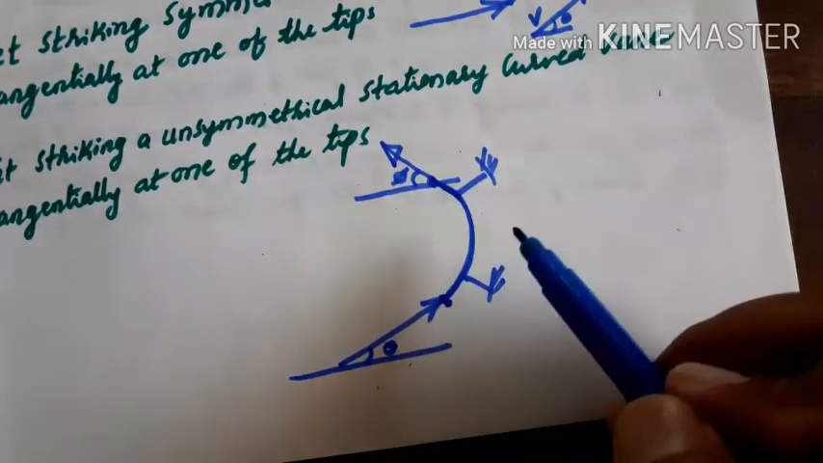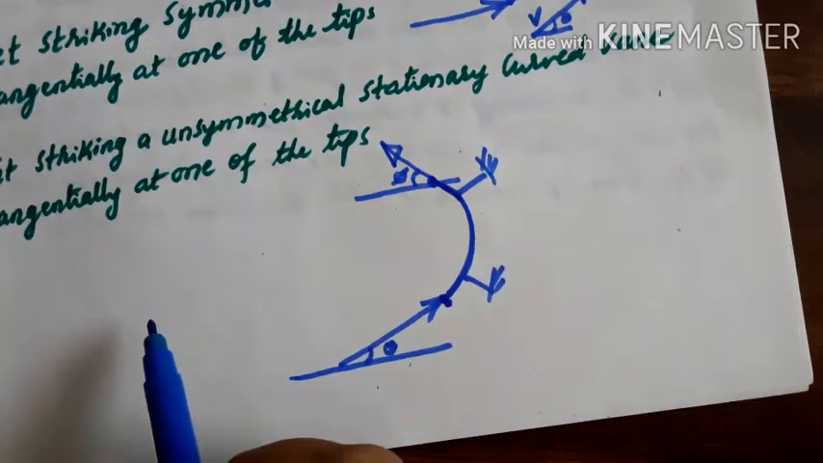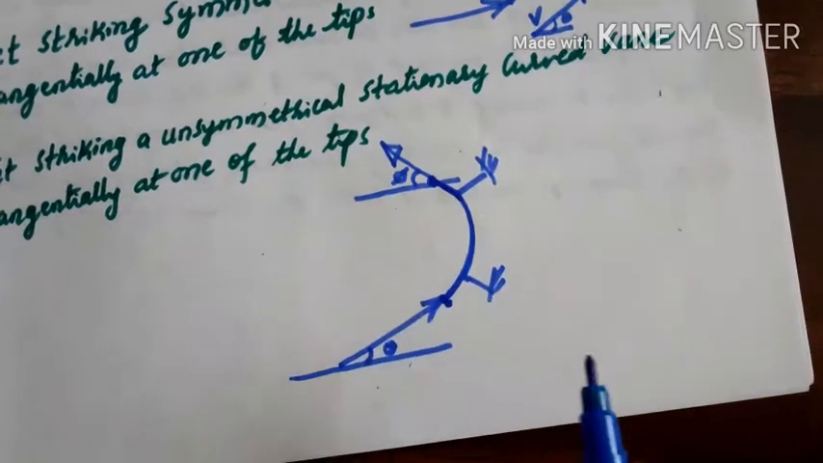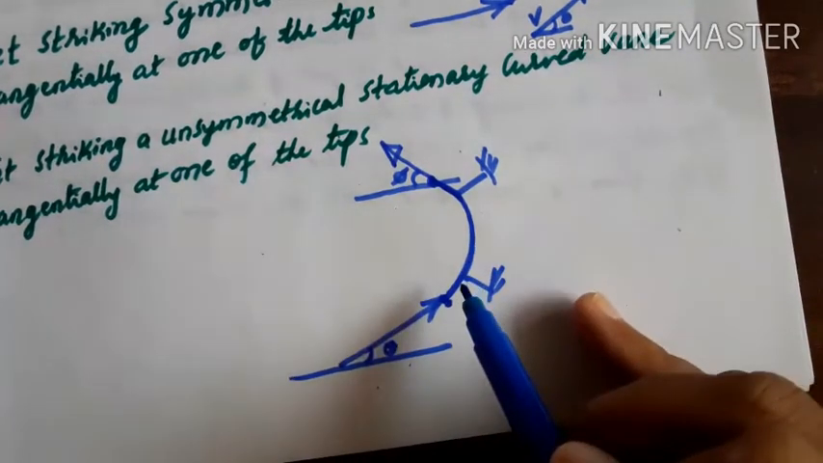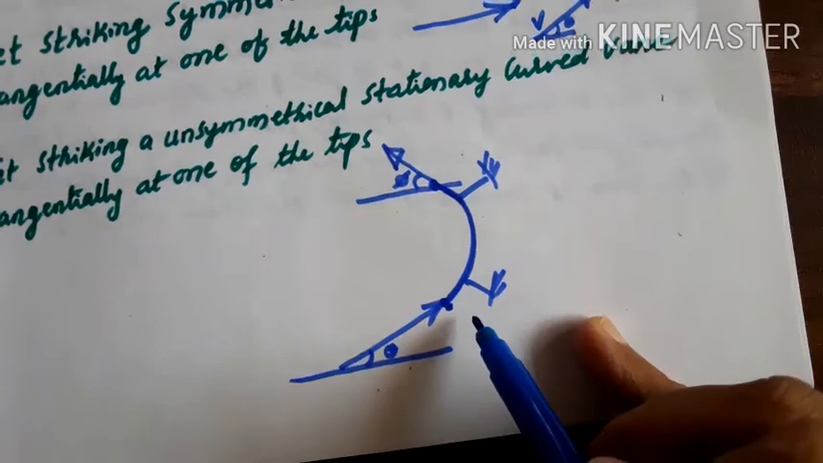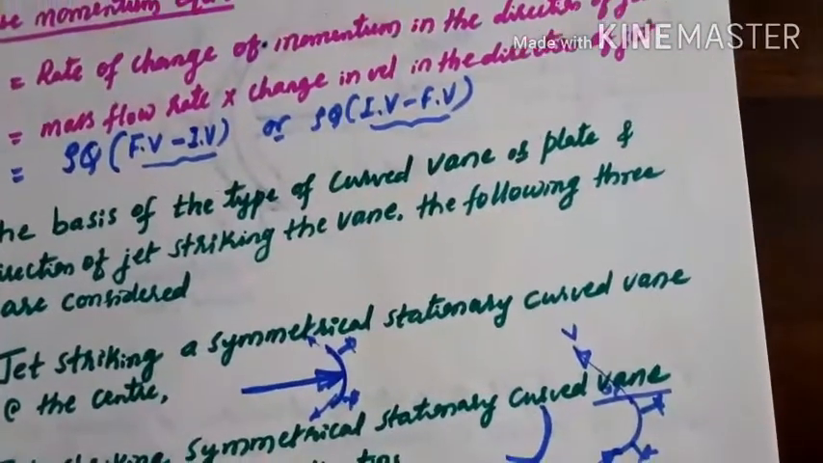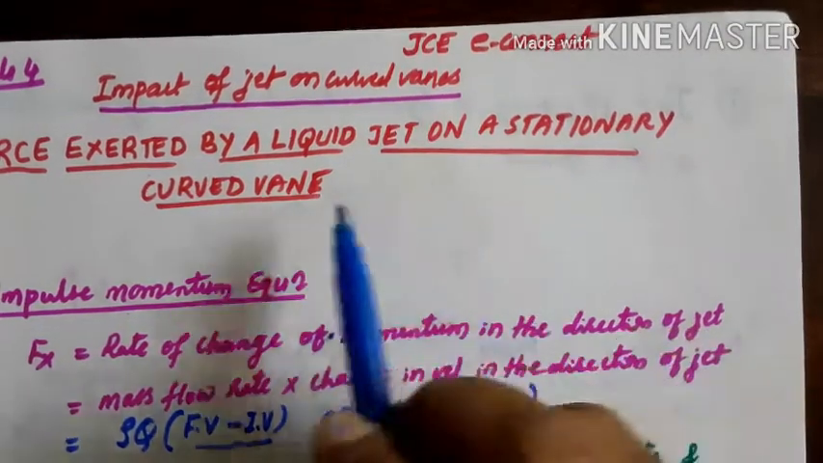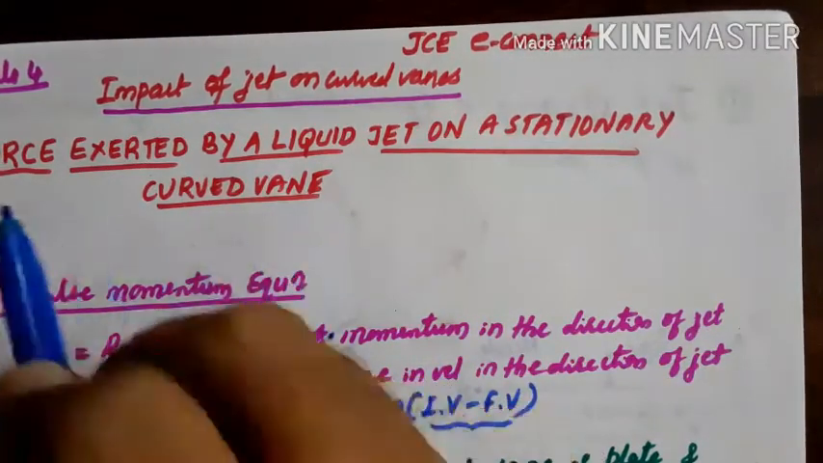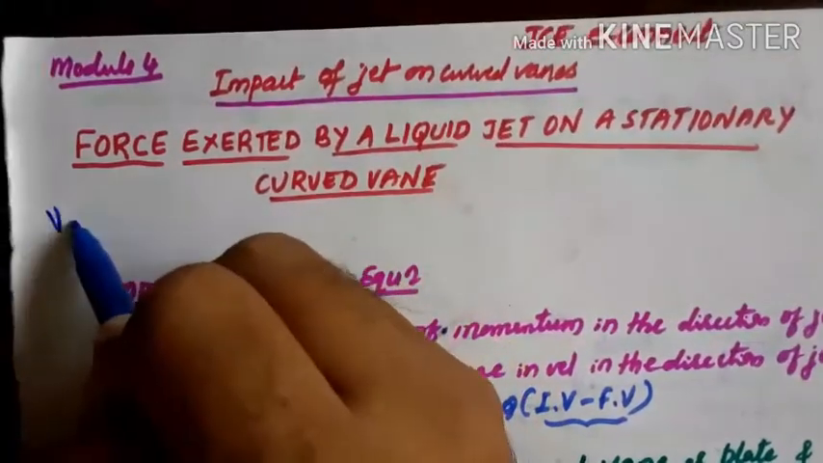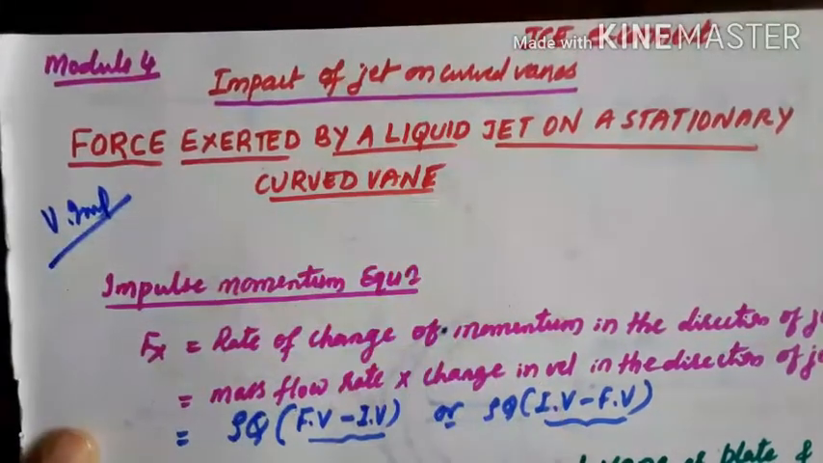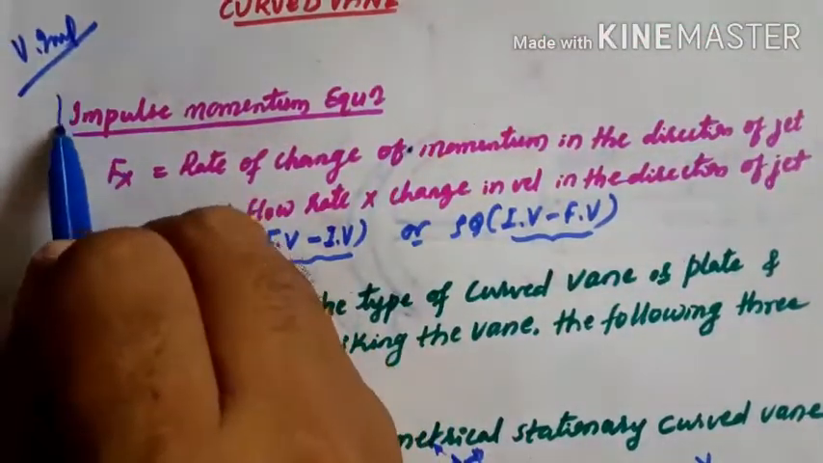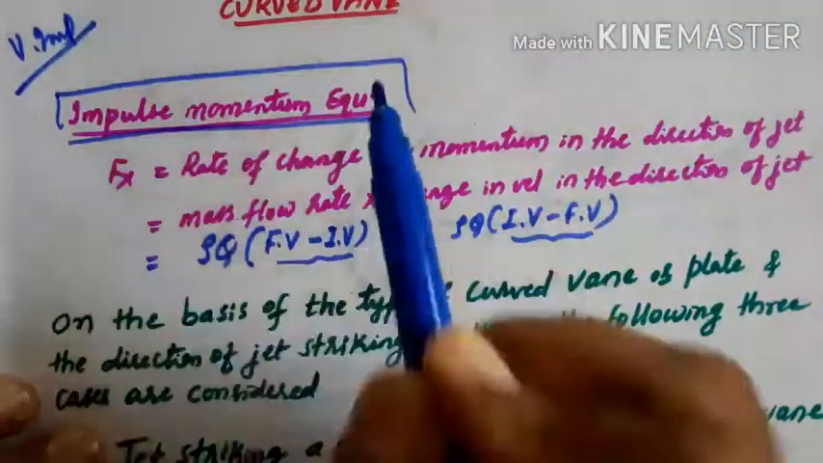When the vanes are stationary and the jet will be striking the vane, what is the hydrodynamic force it exerts, that we need to calculate. So this is force exerted by a liquid jet on a stationary curved vane. These derivations are very important. For all these derivations, we use one concept, that is the impulse momentum equation.